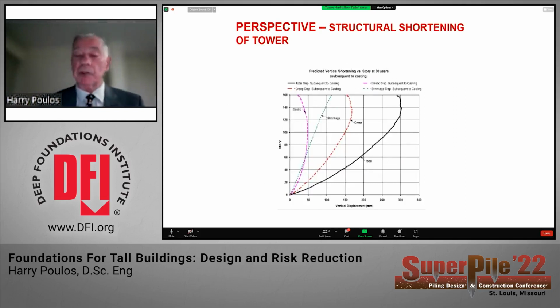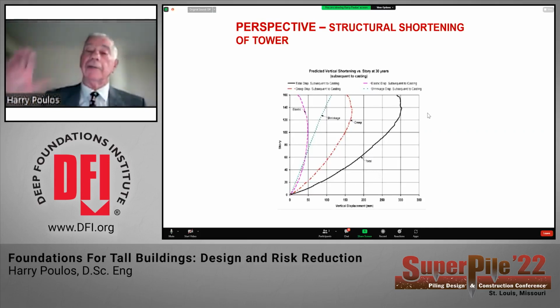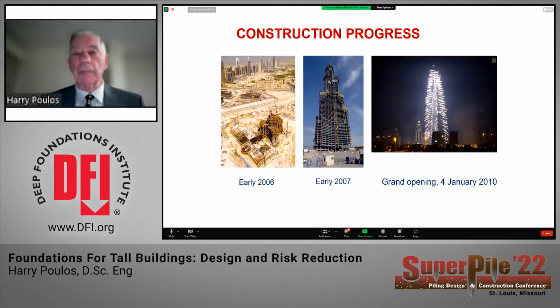And just to keep that in perspective, the maximum settlement here, we're talking about 50 or so millimetres, 2 inches. The tower itself will actually compress and shorten by around 300 millimetres due to a combination of elastic compression, shrinkage and creep, so that the building will actually shorten a lot more than it will actually settle.